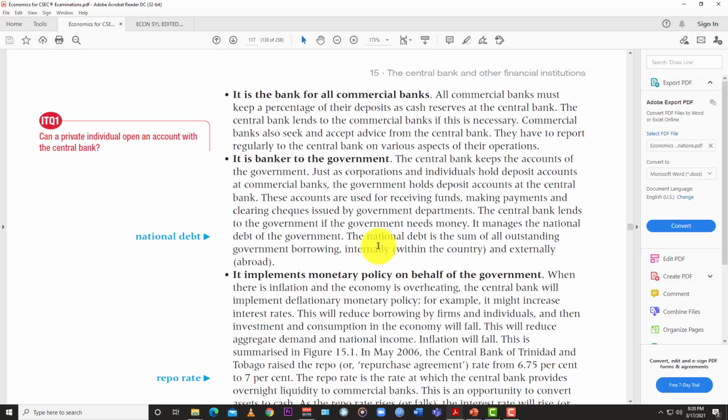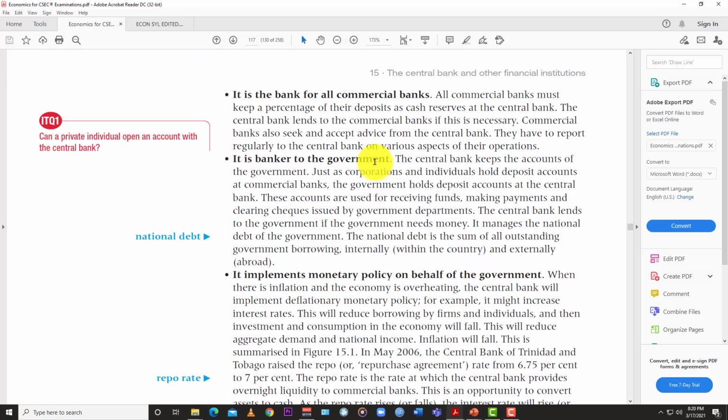In the Caribbean, the majority of central banks are government entities. For example, in the Eastern Caribbean, at the ECCB, the finance ministers of all the countries that are part of the currency union are the ones who have a say as to how the bank operates. So it's more a government entity than, for example, the Fed. So that's the next one, the bank of the government.